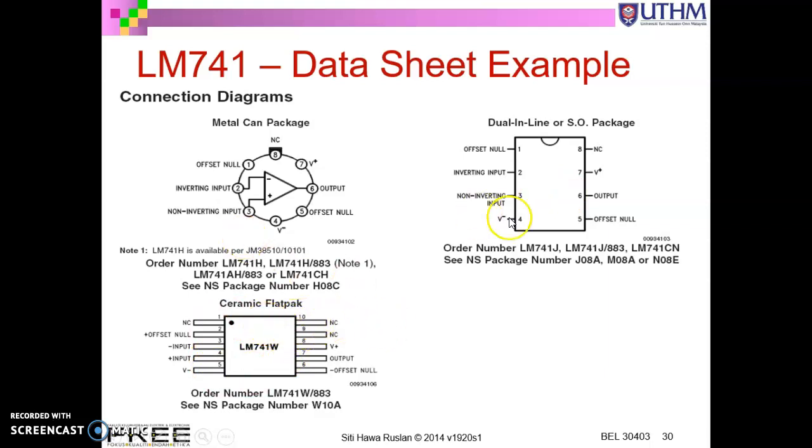Basically the inverting input is at pin 2, the non-inverting at pin 3. You have the power supply V plus and V minus, and the output is pin 6. We have offset null over here. We'll talk about that later. Pin 8 is no connection. For the 10-pin package, pins 10, 9, and pin 1 are not connected to anything.